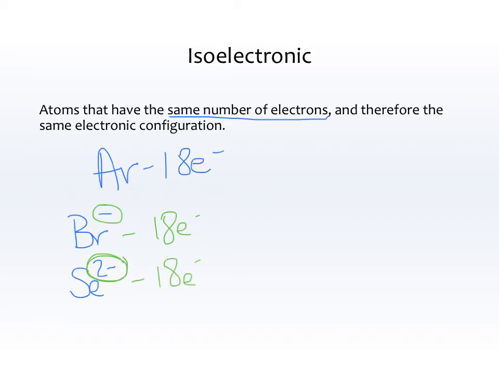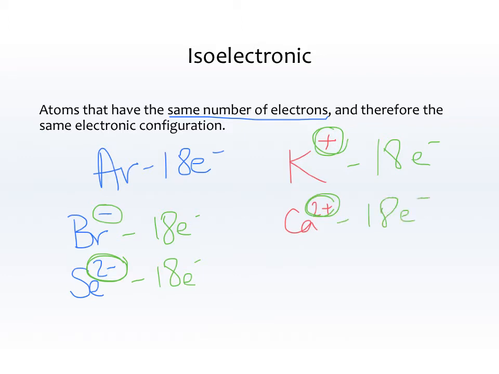Something else that might be isoelectronic with argon would be potassium. Specifically potassium plus, because potassium plus means it's lost an electron. It had 19, so now it's got 18 electrons. Or calcium. After it has lost 2 electrons, calcium 2 plus, it did have 20, but now it has 18 electrons. All of these things are isoelectronic with each other. They all have the same electronic configuration, which happens to be the configuration of the noble gas argon.